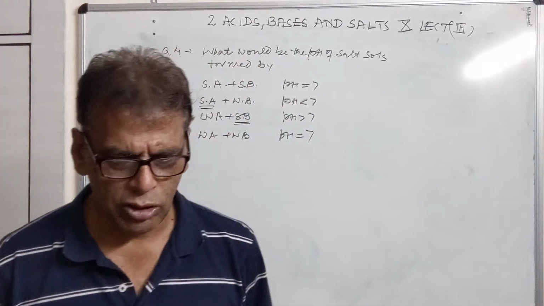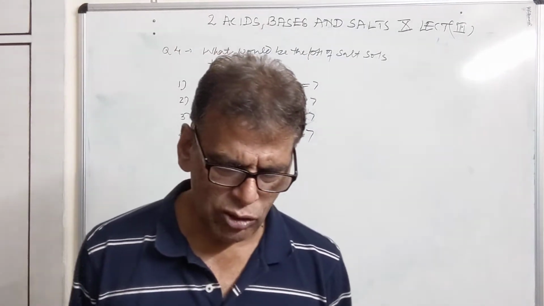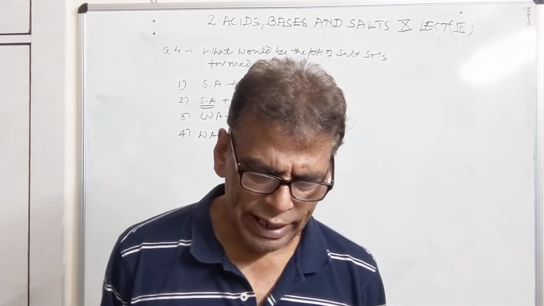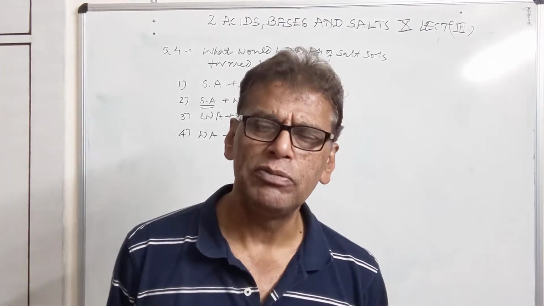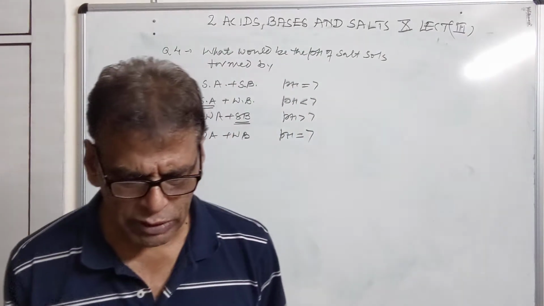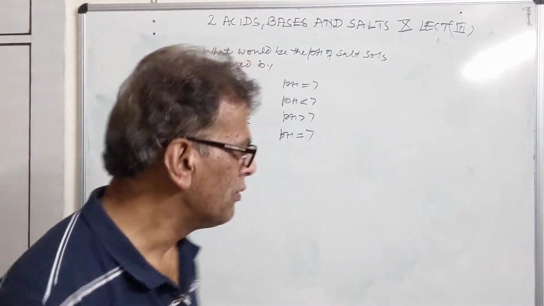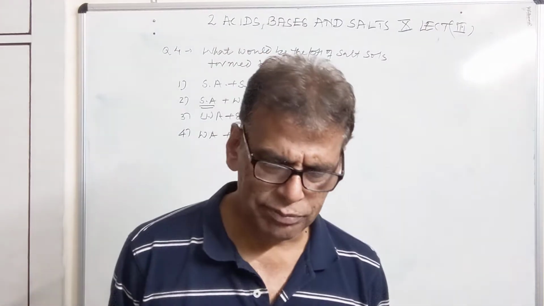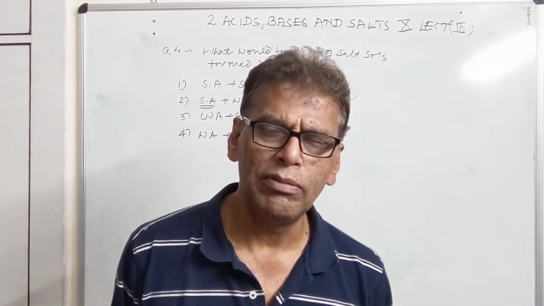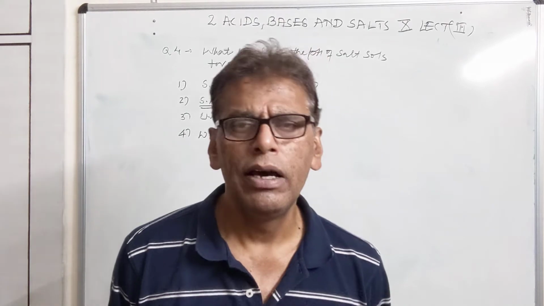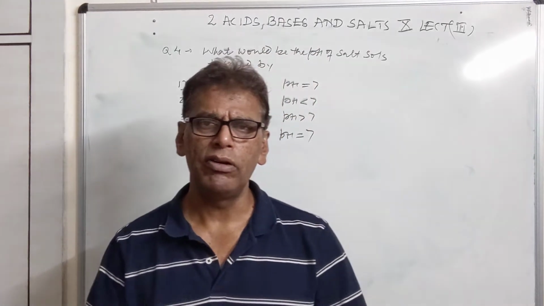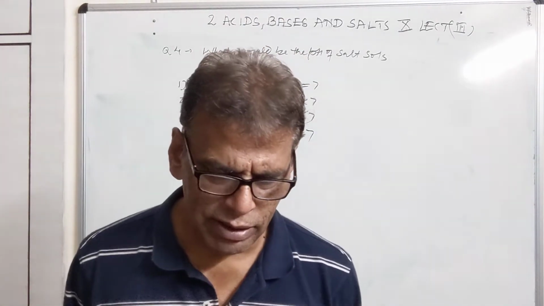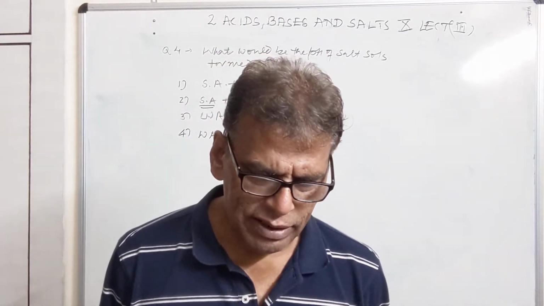Then aluminium chloride. It is partly soluble, but mostly it is insoluble, or we can call it a sparingly soluble salt. Then its action on the litmus paper: blue litmus becomes red in this case because it will produce aluminium hydroxide, which is a weak base, and along with that it produces hydrochloric acid, which is a strong acid. So the pH of this solution will be less than 7, and blue litmus turns red in this case.